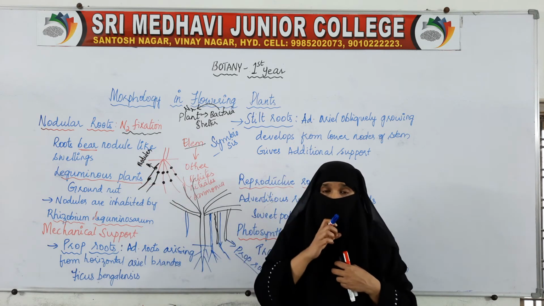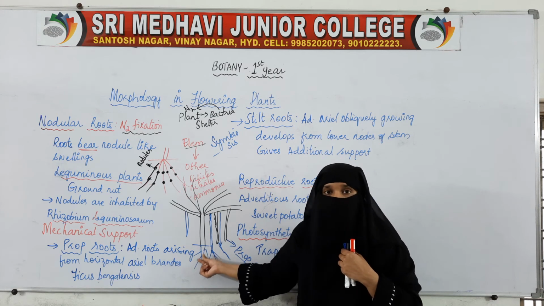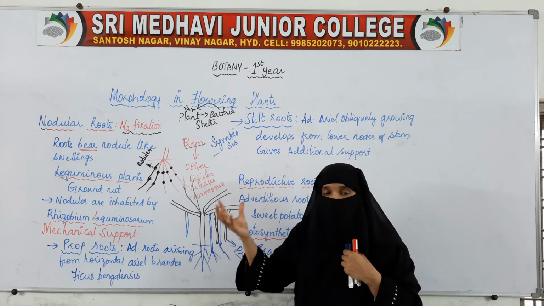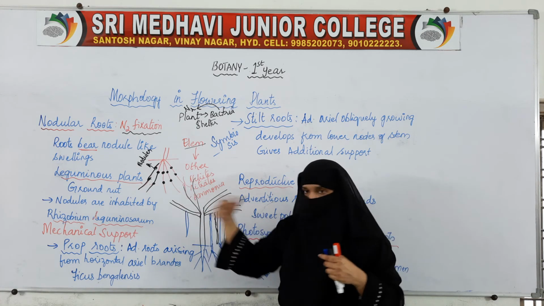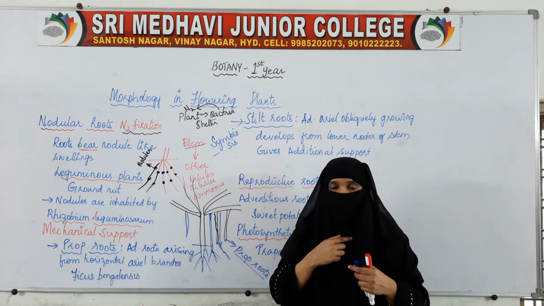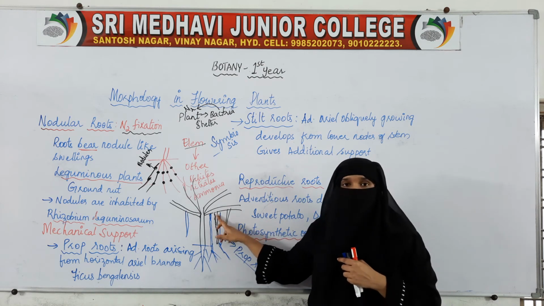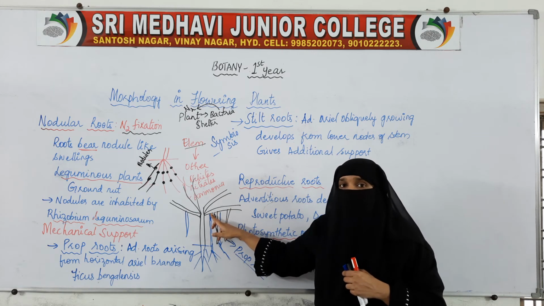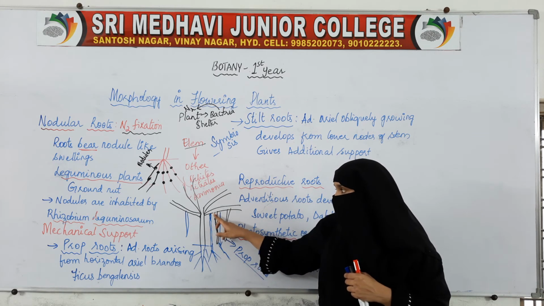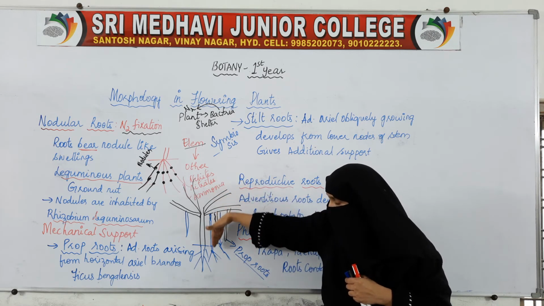It spreads to a larger area. So the basic root is unable to give that much support to the plant. As it grows, it covers a large area, so it requires additional roots. These additional roots are growing from the aerial branches. Adventitious roots are growing from the aerial branches, growing downwards.